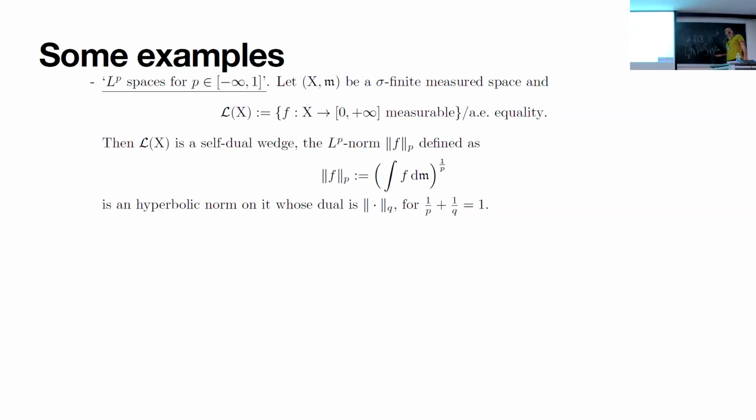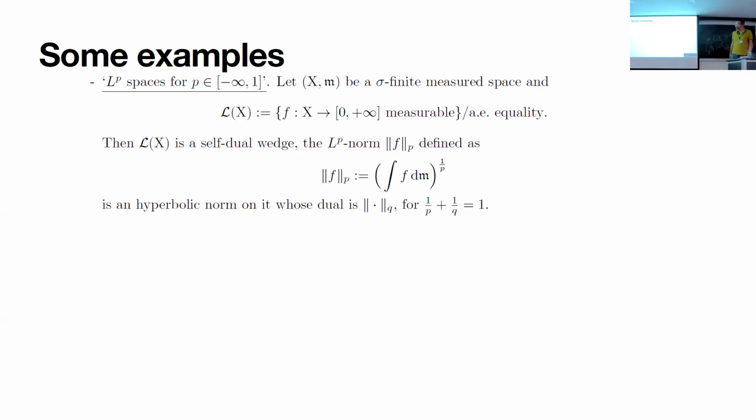Not only that, but every linear map from this wedge to 0 to plus infinity with the monotone convergence property is of this form. It is an exercise. So in this sense, it's a self-dual wedge. Now on this wedge, I define the LP norm as this, and I can wonder what the dual of the LP norm is in this setting. It turns out it is the LQ norm, where 1 over p plus 1 over q is equal to 1. Notice that if p is between 0 and 1, then q is going to be negative. So if p is 1/2, then q is minus 1.